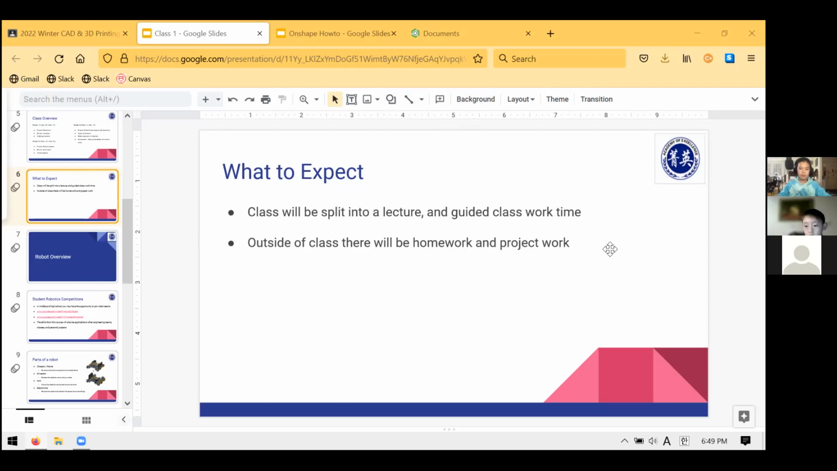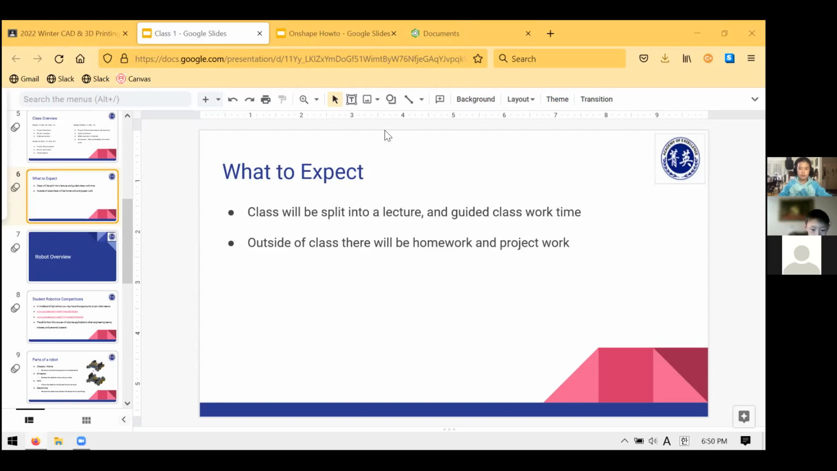How about you, Christopher? I see you in my Zoom window. Do you have any experience with CAD before? Christopher? Very nice, robotics team. What kind? Is it FIRST or VEX Robotics?